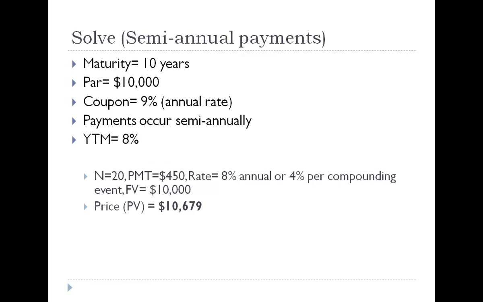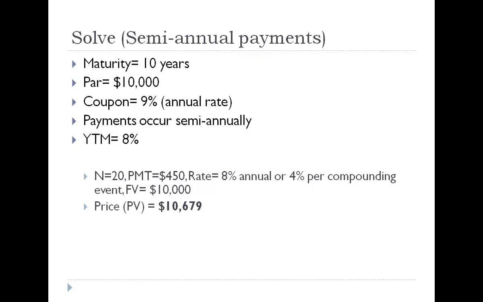Here's an example for you to work through that has semi-annual payments. So we're told that there's going to be 10 years. The face value is $10,000. The coupon rate is 9%, but that's the stated annual rate. And those payments are going to occur semi-annually, so you're actually going to have 2 payments a year, which will represent half of the annual amount. And the yield is 8%.